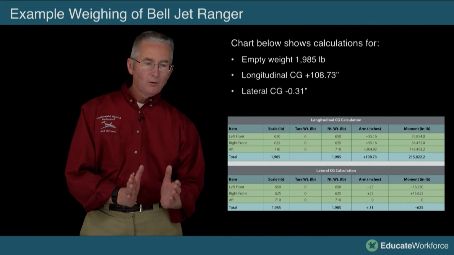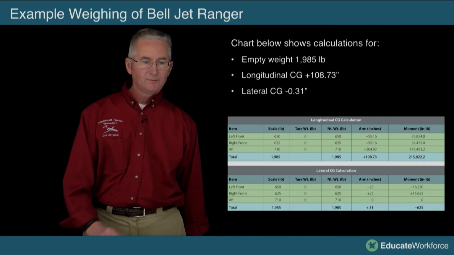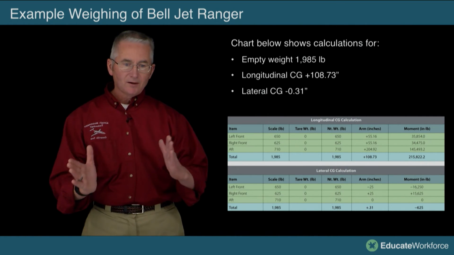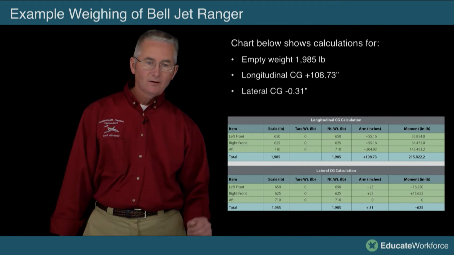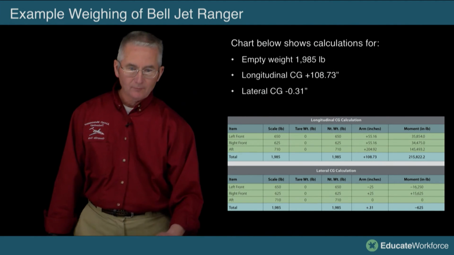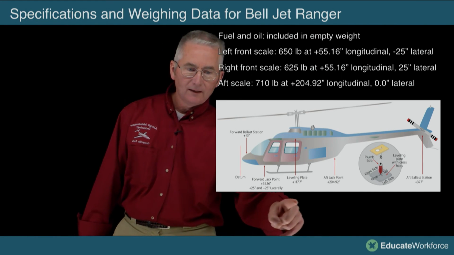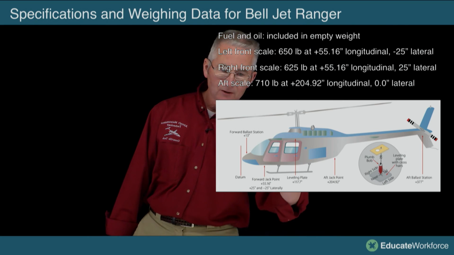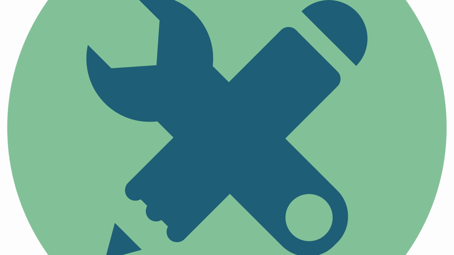We come up with a moment of 215,822.2, and then I can figure out that my center of gravity, my longitudinal CG is 108.73 inches aft of that datum. So if I take this datum right here, and I look at where the datum is right here, and I go aft 108.73 inches, that's where my center of balance is going to be. And I can pretty much guarantee it's going to be right underneath that main rotor hub. That's pretty much where we're going to want that CG range.